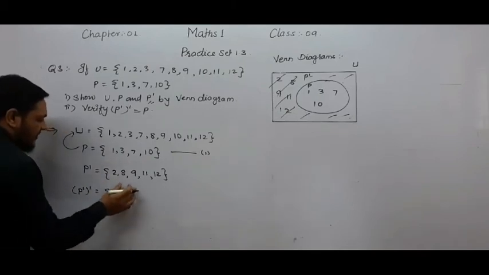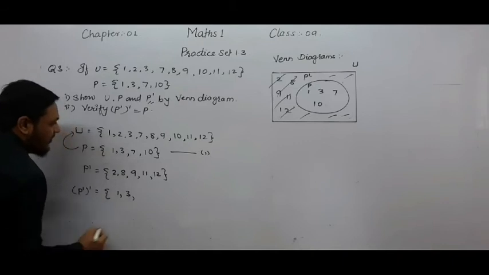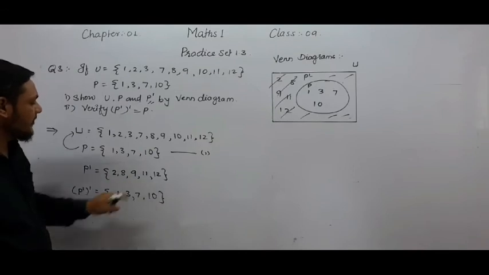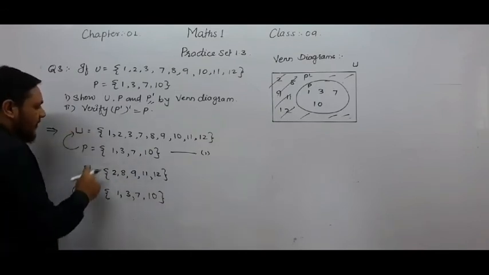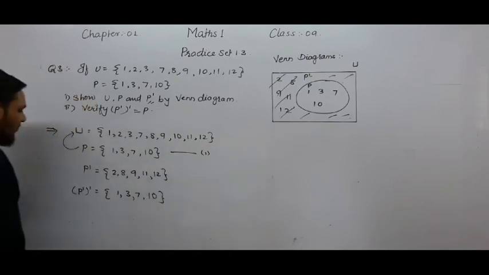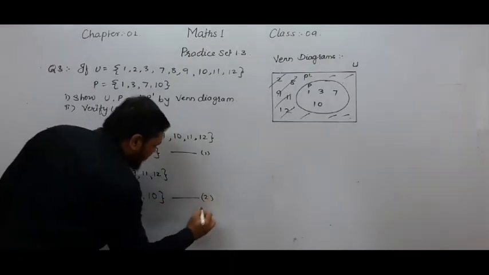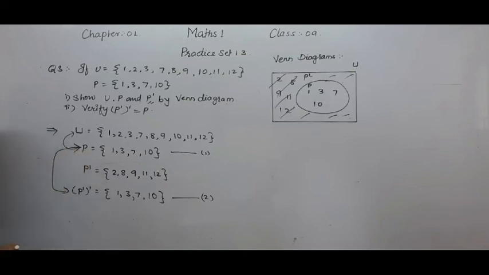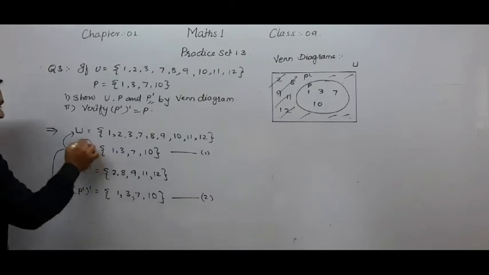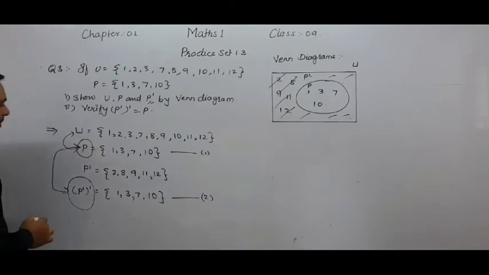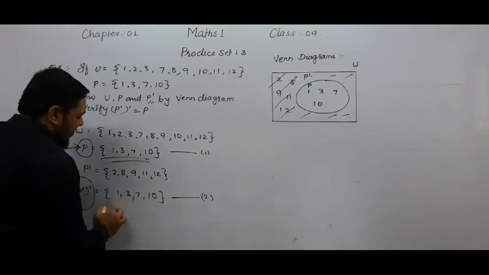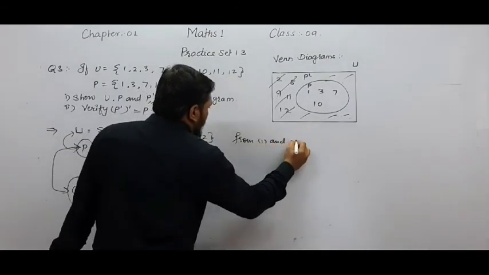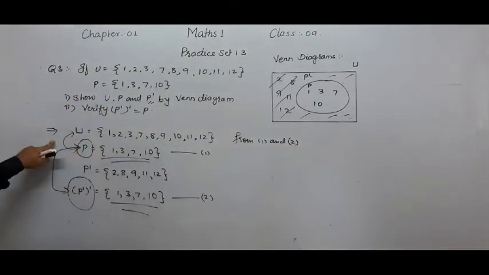So the remaining elements are 1, 3, 7, 10. If we skip 2, 8, 9, 11, 12 from the universal set, then the remaining elements are 1, 3, 7, 10. Let this be equation number 2. If you notice, this P and the complement of P complement contain the same elements. If you see set P and the complement of P complement, both sets contain the same elements.